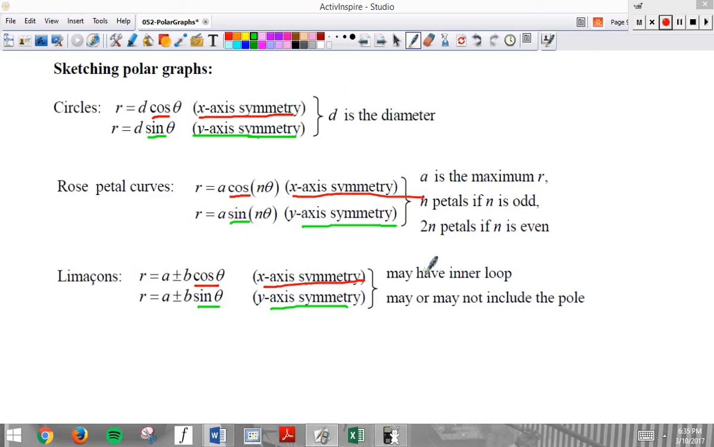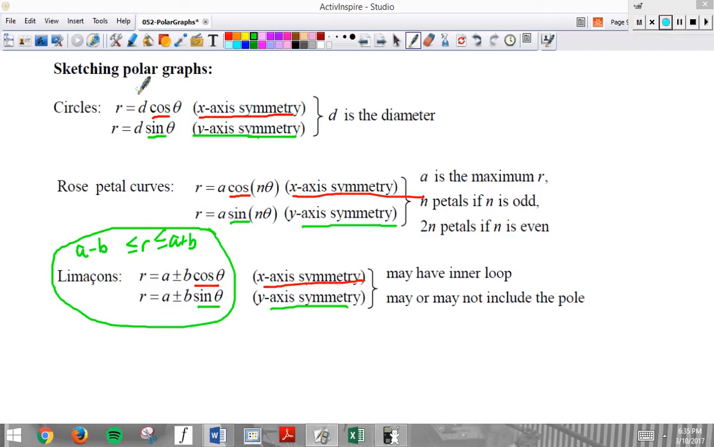It may have an inner loop. It'll have an inner loop when this can work out to be a negative number. Now, if you're not good with trig, that'll be hard to figure out. When will it include the pole? When this can work out to be 0. Because you know the range of cosine, you know the range of sine. So you know the biggest r can get is a plus b for both of these, and a minus b for both of these. Is that true with these angles? Yes. That's true for limaçon.